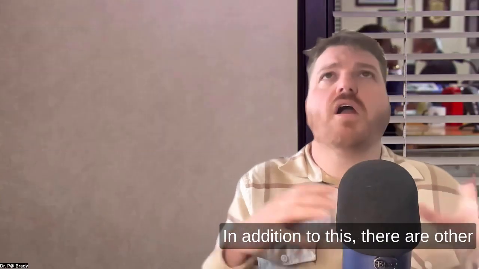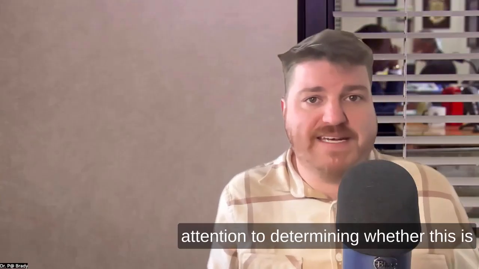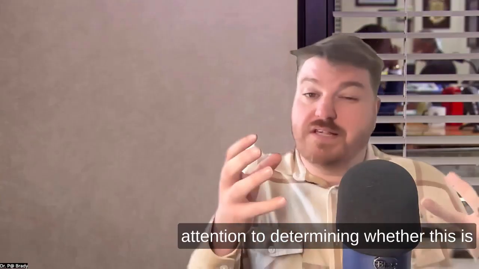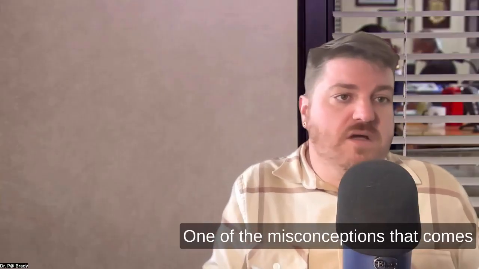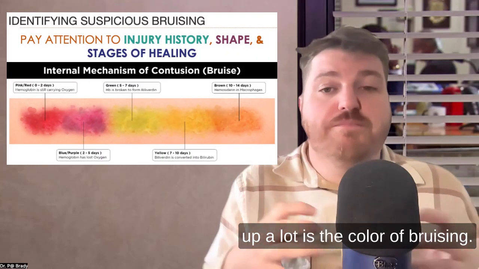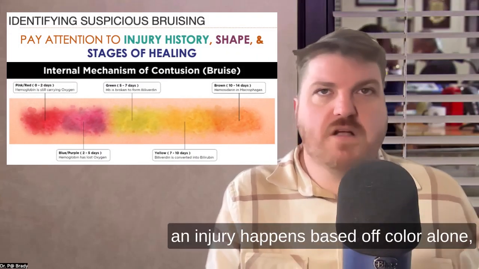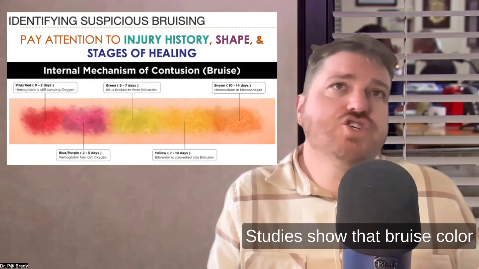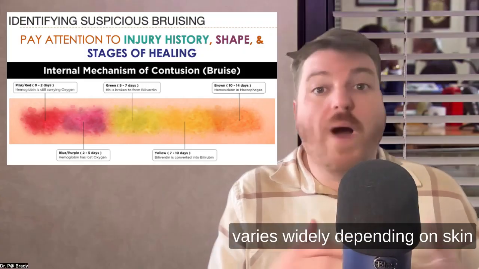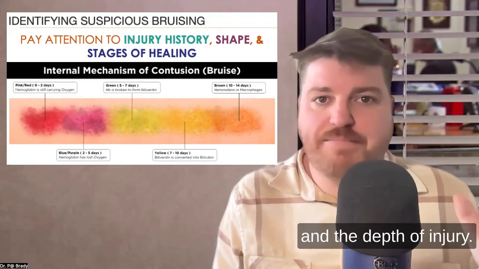In addition to this, there are several other areas that have been supported by research to help professionals pay attention to determining whether this is accidental or something more malicious. One of the misconceptions that comes up a lot is the color of bruising. Many people believe you can determine when an injury happened based off color alone, and research does not support this. Studies show that bruise color varies widely depending on skin tone, lighting, healing differences, and the depth of injury.